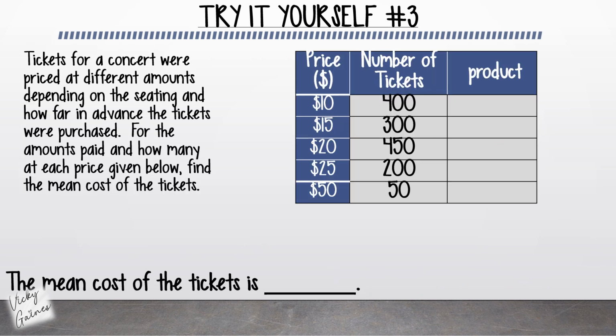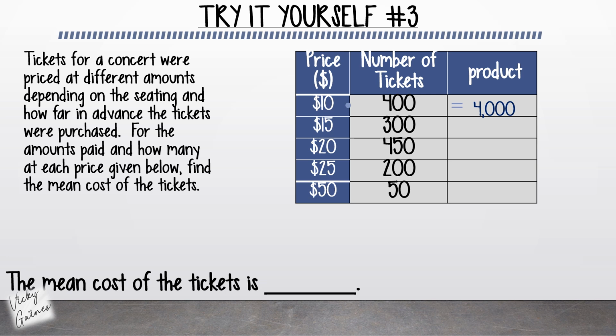Try it yourself 3. Tickets for a concert were priced at different amounts depending on the seating and how far in advance the tickets were purchased. The amounts paid and how many at each price are given there off to the right. Find the mean cost of the tickets. So we need to do our multiplying.